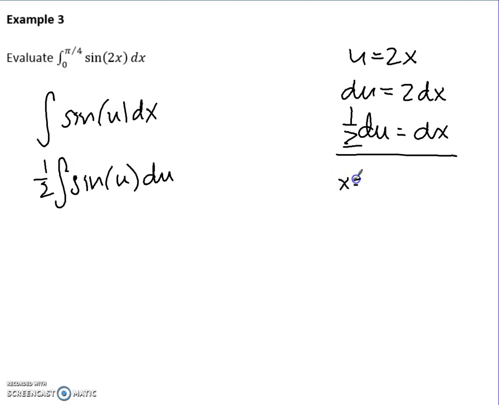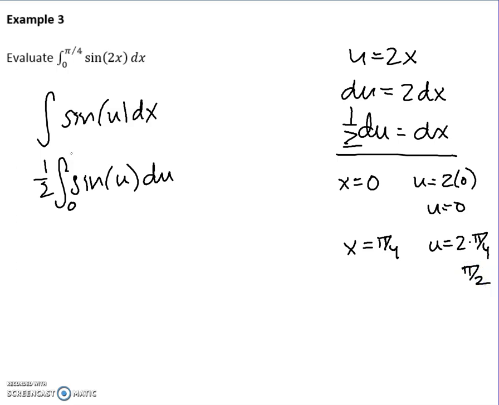But again, since I want to do everything in terms of u, I'm going to go over here and say, okay, let's do x equals 0. Well, if I plug in 0, I get 0. So my lower bound is still 0. My upper bound used to be pi over 4, but I'm going to plug that in. So I get 2 times pi over 4, which is actually pi over 2. So my upper bound will be pi over 2. Now I can do the rest of this problem in terms of u. I don't have to go back. So my integral of sine of u is negative cos u, and I'm going to do that from 0 to pi over 2.